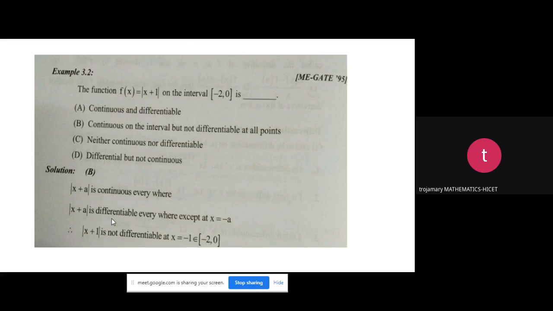Because for the modulus function, there is no limit. There is no unique limit. Am I right? So the limit of x is either plus 1 or minus 1. So the limit doesn't exist for the modulus function. So if the given function is modulus, then it is not differentiable.